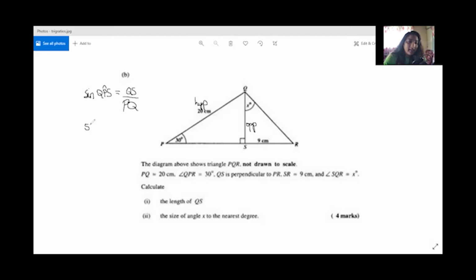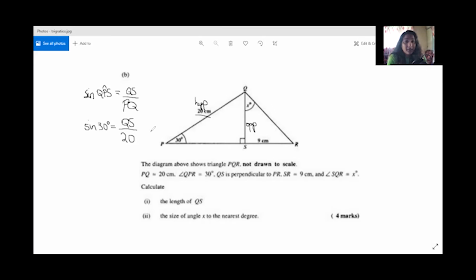Now remember, as we mentioned in one of the earlier videos, trig ratios, these are functions of our angles. When we evaluate sine 30, we're going to be getting a trigonometric value. From here, we're going to substitute the values that we know for the lengths. Now, QS is still unknown to us, but we do know the length of PQ. PQ is this length, 20 centimeters, so we're going to substitute 20.